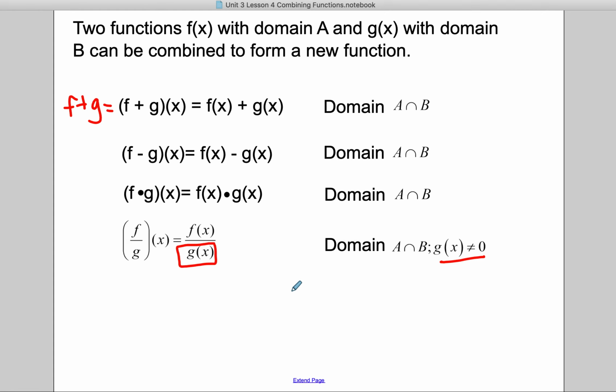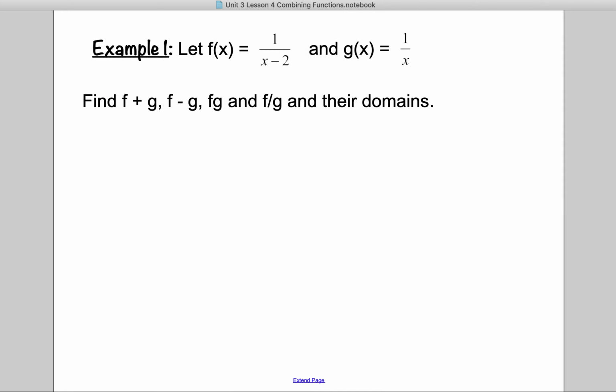Okay. The other thing we're going to do today is look at the domain of these functions. It is the intersection of the two functions. Okay. So it's where they intersect. That is their domain. So the first one, we got f plus g. So to find f plus g, we're taking this as function f plus function g.